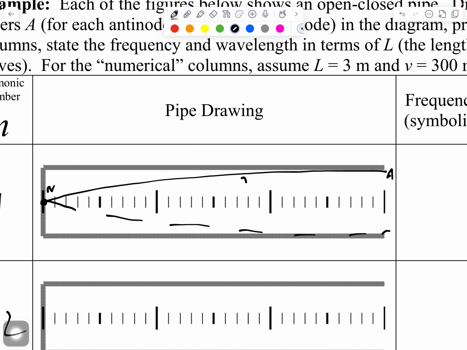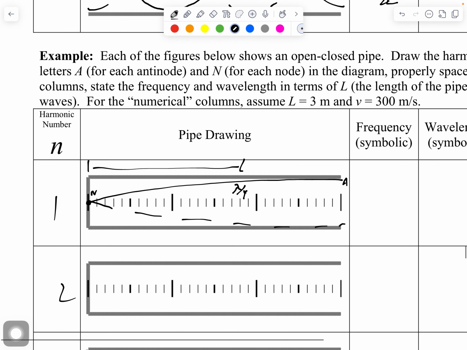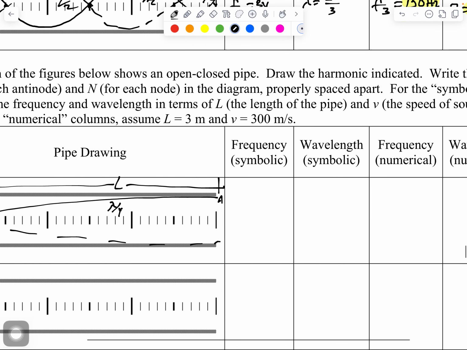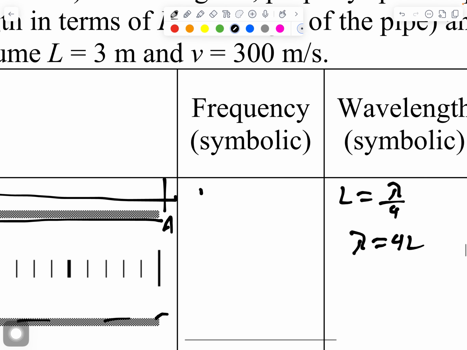And what we're looking at is 1/4 of the wavelength. The entire length is equal to 1/4 of the wavelength this time. So if length equals lambda over 4, that means lambda equals 4L, not 2L like it did before. So F1 is equal to V over lambda, or V over 4L. There's our fundamental frequency right there.